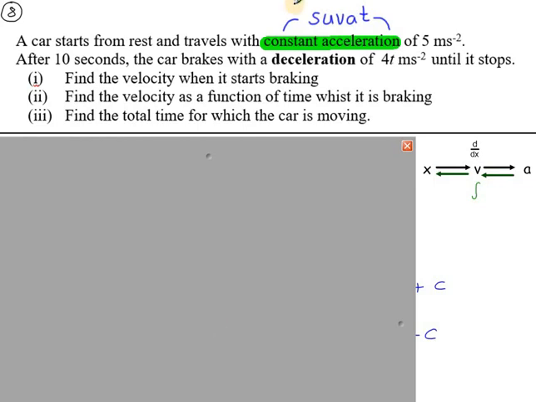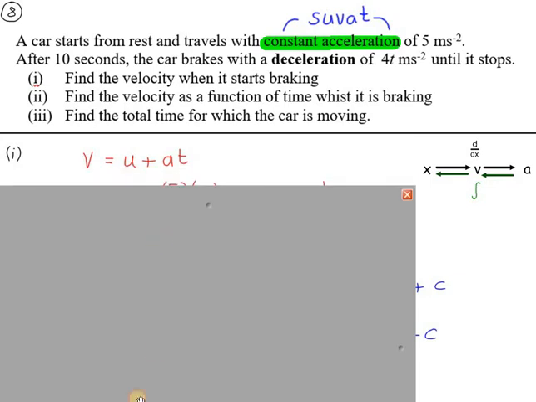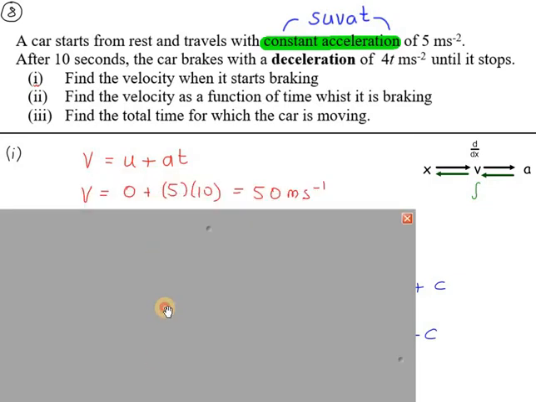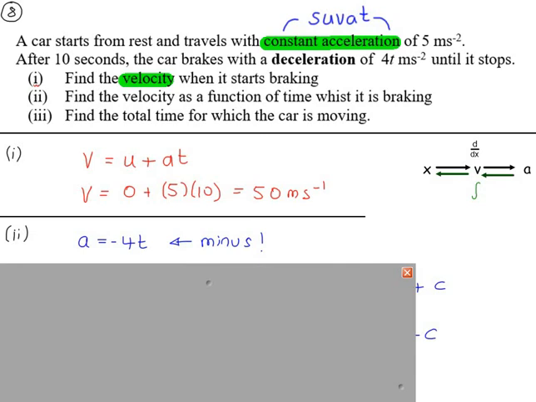Example 8. There is constant acceleration, which means we can use SUVAT formulae for the initial part. So v equals u plus at. So the velocity when it starts braking, 50 meters per second. In part 2, it says deceleration of 4t meters per second squared, which means the acceleration will be negative. So we need minus 4t. A for acceleration is minus 4t.